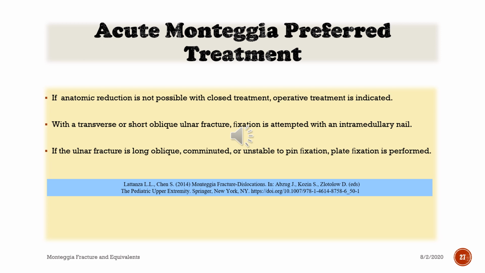If anatomic reduction is not possible with closed treatment, operative treatment is indicated. With a transverse or short oblique ulnar fracture, fixation is attempted with an intramedullary nail. If the ulnar fracture is long oblique, comminuted, or unstable to pin fixation, plate fixation is performed.